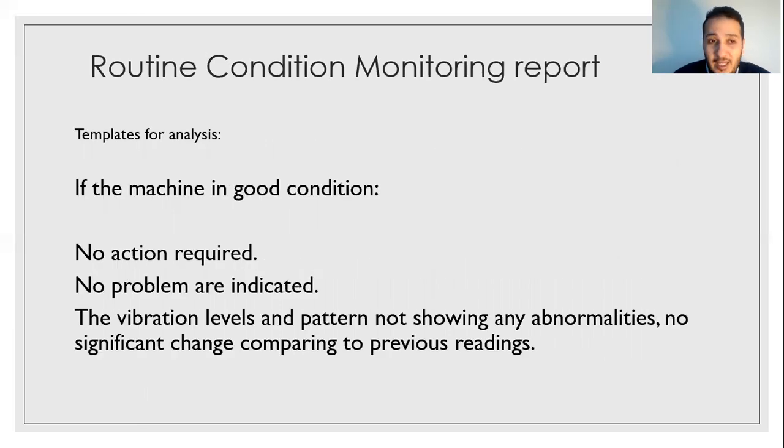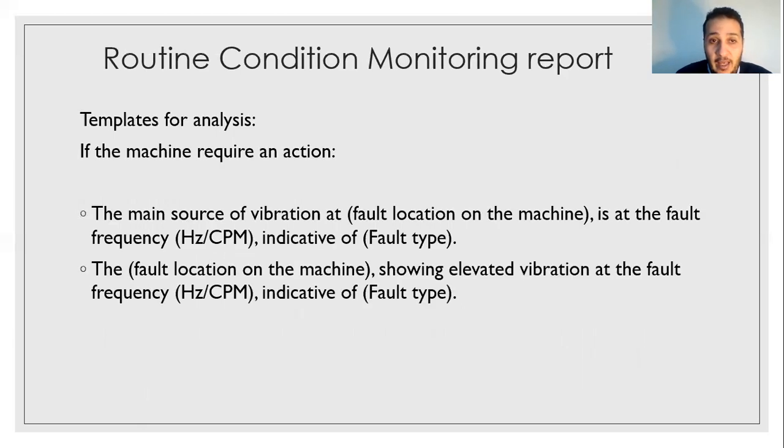Some templates for the analysis. If the machine is in good condition, you can say no action required, no problems are indicated, or you can say the vibration level and pattern are not showing any abnormalities, or no significant change in vibration levels and pattern compared to the previous reading. If the machine needs some action, you can say that the motor non-drive end is showing elevated vibration at the fault frequency, indicative of bearing failure or unbalance and so on.